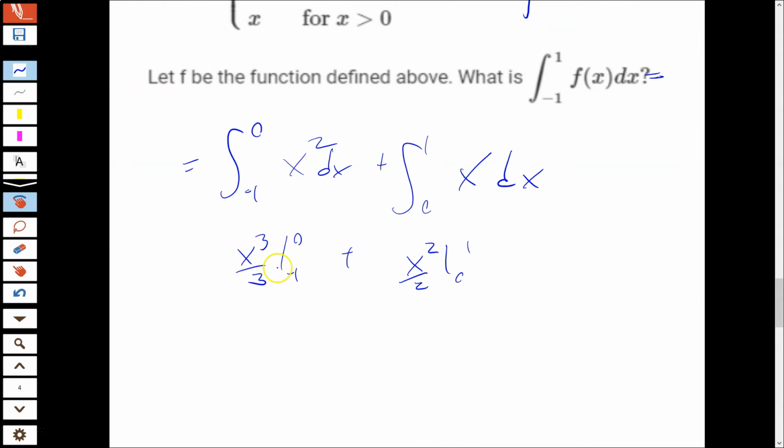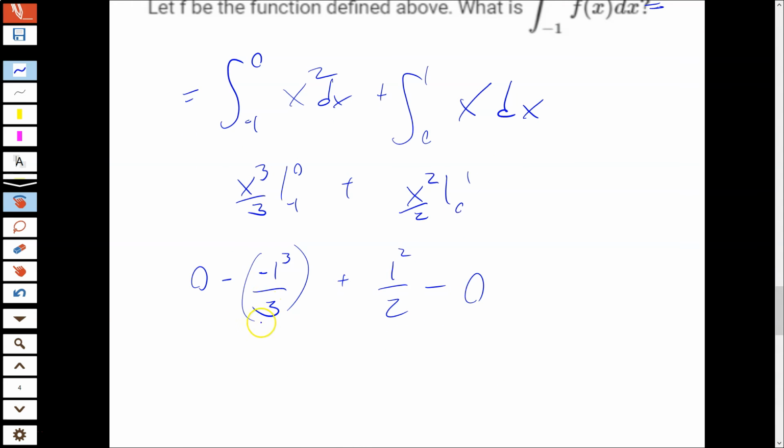Okay. So let's be careful as we do these, right? So we get 0 minus negative 1 to the third over 3 plus 1 squared over 2 minus 0 over 2. And this one is going to be negative. Negative 1 to the third is negative, times another negative is a positive. So we get 1/3 plus 1/2, which is 5 over 6 when you do that math. So 2/6 plus 3/6 is 5/6.